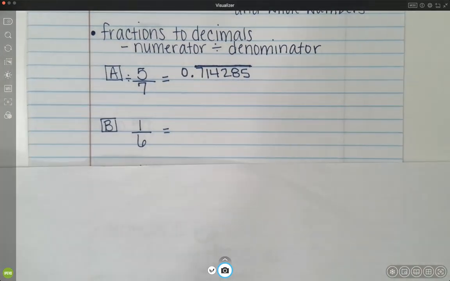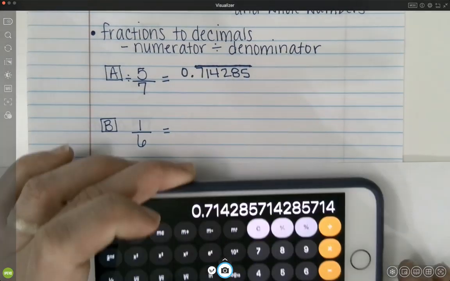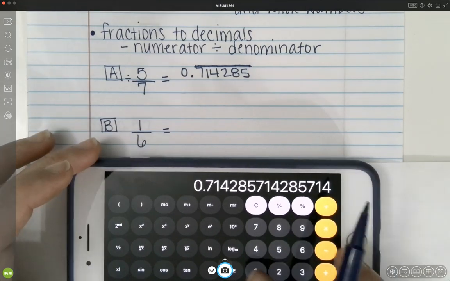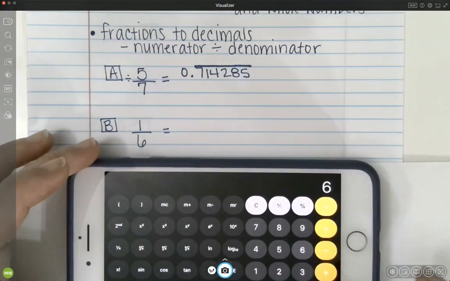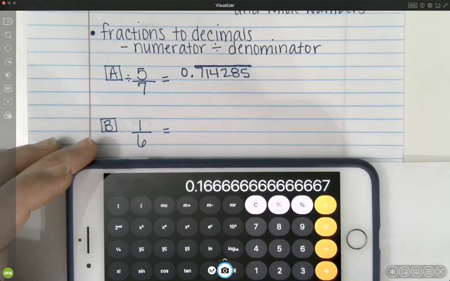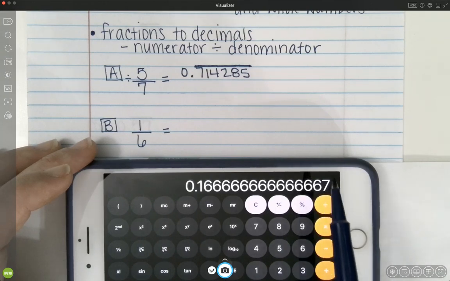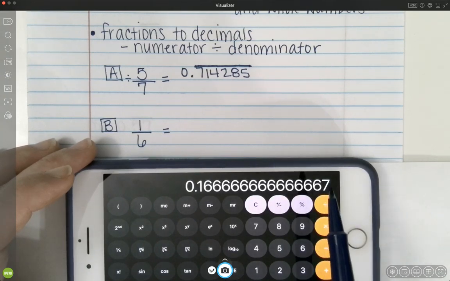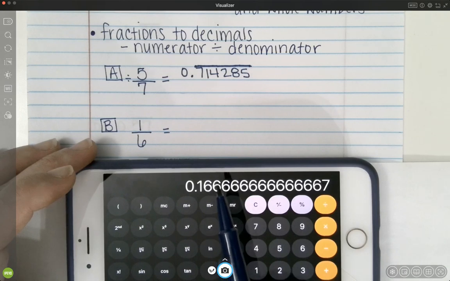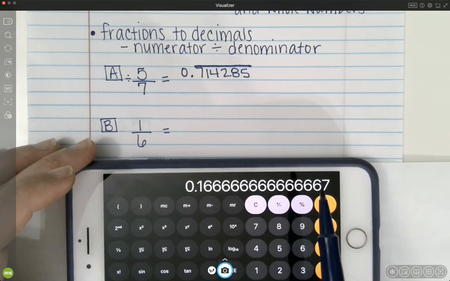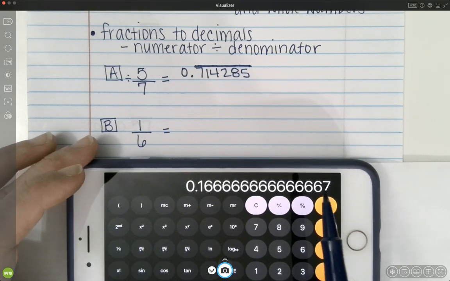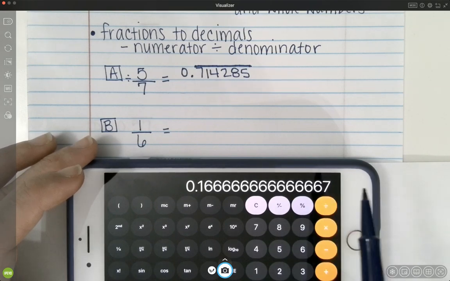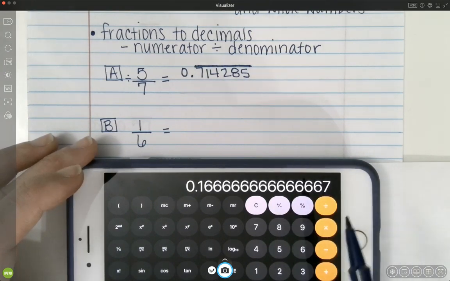All right, so here we have 1 divided by 6. So I have my phone calculator. 1 divided by 6 equals. Notice my calculator thinks it's doing me a favor by giving me this 7 at the end. But note, it's not going to be all these strands of 6s and then magically, here's a 7. No, it's still 6, 6, 6, 6, 6, 6, 6, 6, on and on and on.